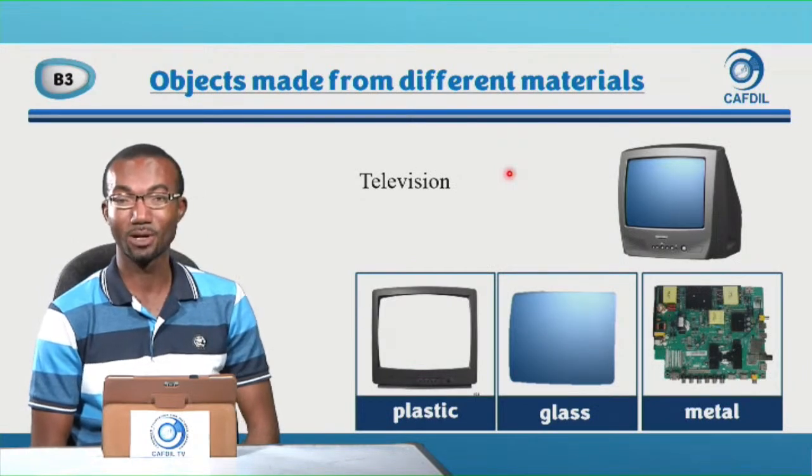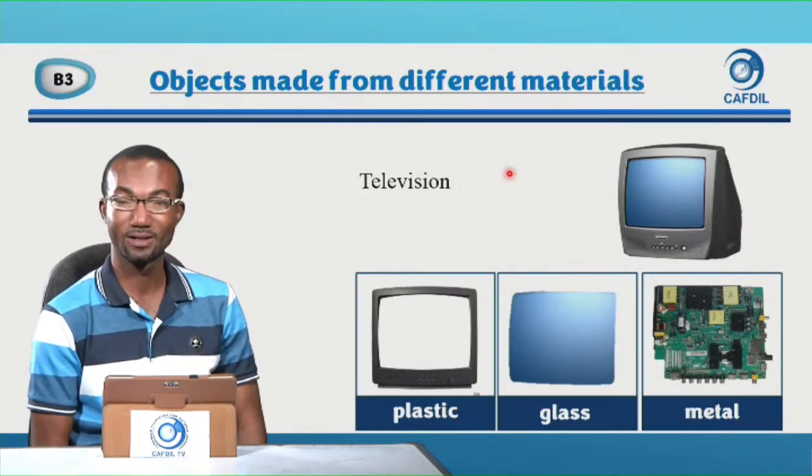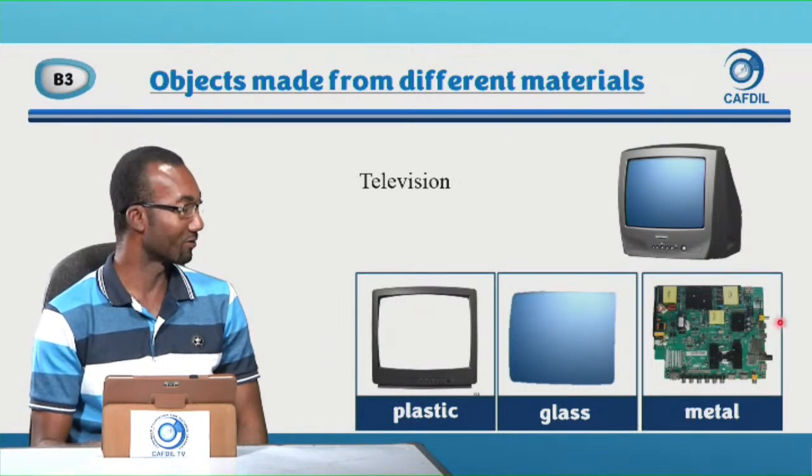Television. As you are watching me right now, the television that you are watching is also made of different materials. If you take this television here, the body of the television is made of plastic. The portion where you see the images in your television is made of glass. And then if you open the television, you also see this board inside, the motherboard, made of metal. So this television is also made from different materials.